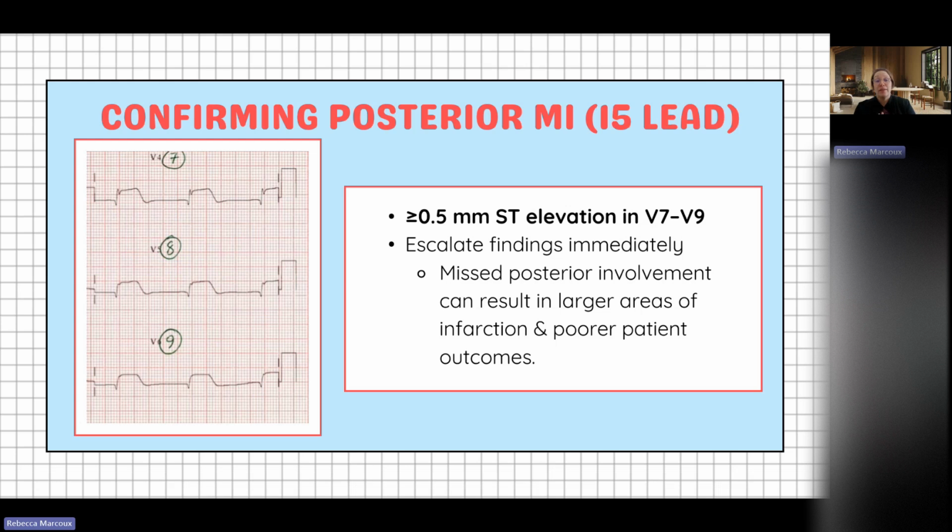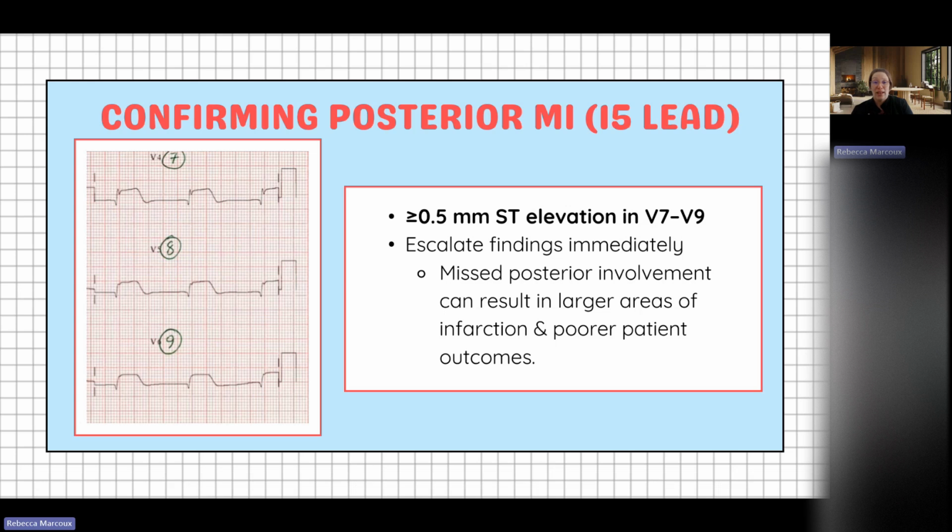The other different thing, when we're talking about confirming a posterior STEMI on our posterior leads, is we don't need as much ST elevation. So usually we need 1 millimeter, one small box, but in our posterior leads, we need a half a small box of ST elevation. So it's not much. It can look really insignificant. And this makes it a lot easier to miss.